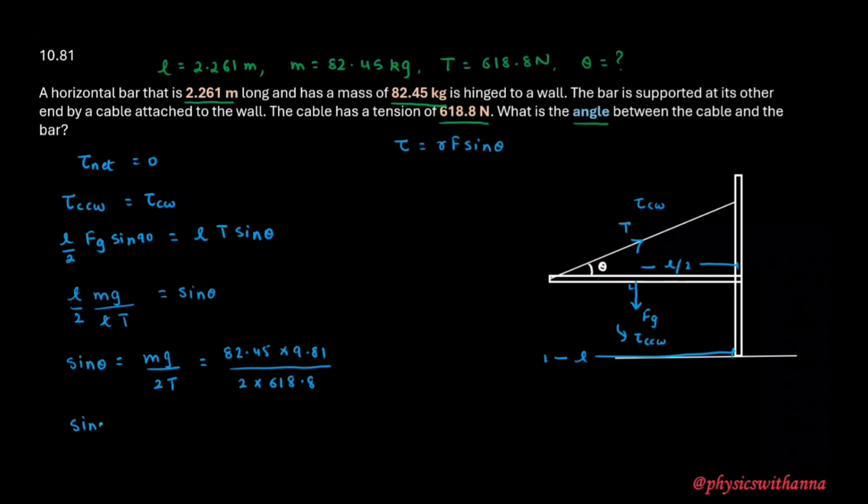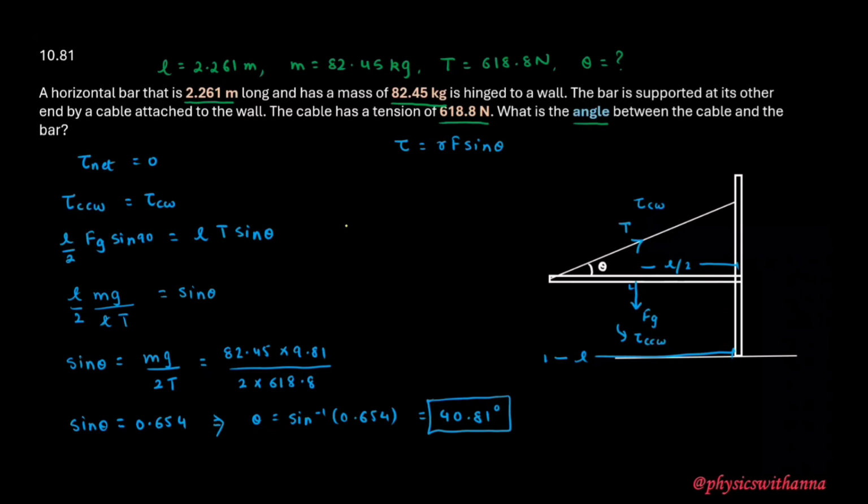So you get sine theta to be equal to 0.654. And if I want to find theta, I will take sine inverse of this term, 0.654. That gives me the value of theta to be equal to 40.81 degree. Now remember, when you're making this calculation, your calculator must be in degree mode. In all the problems that involve angles in physics, the calculator must be used in degree mode.